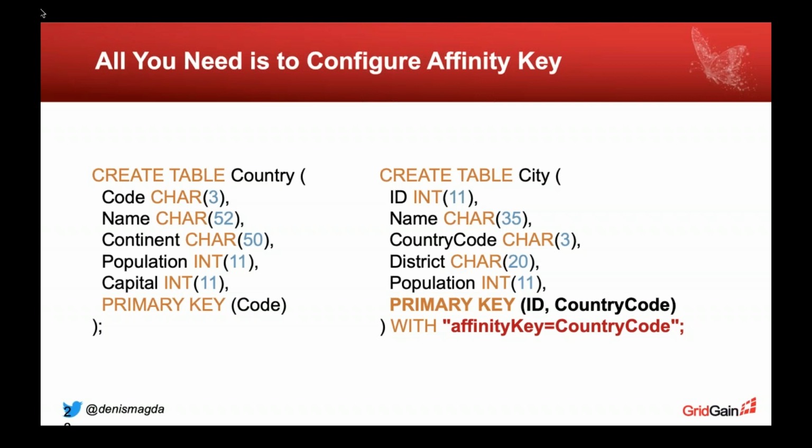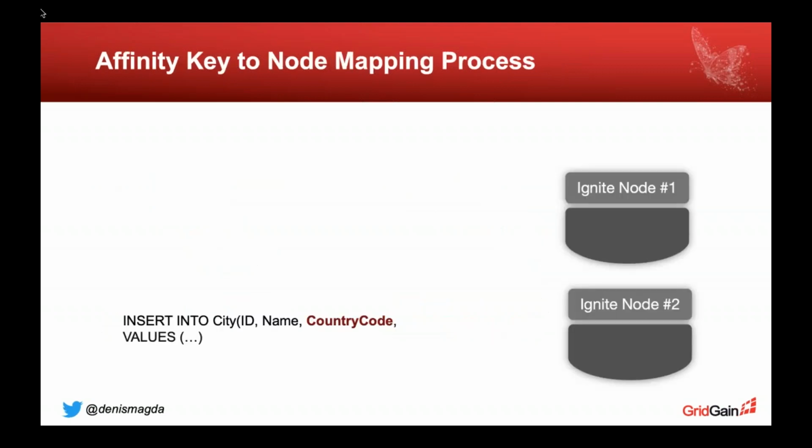And then we have a custom affinity key command. We are saying that our affinity key for the city table will be country code. So what's the influence of such a syntax? What happens next when your application will be inserting any city records into the cluster?